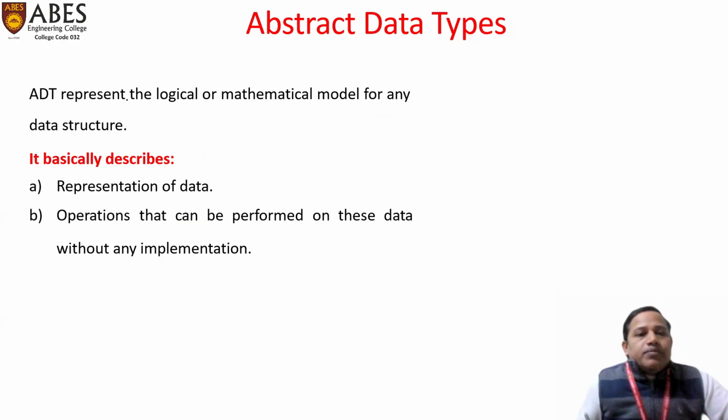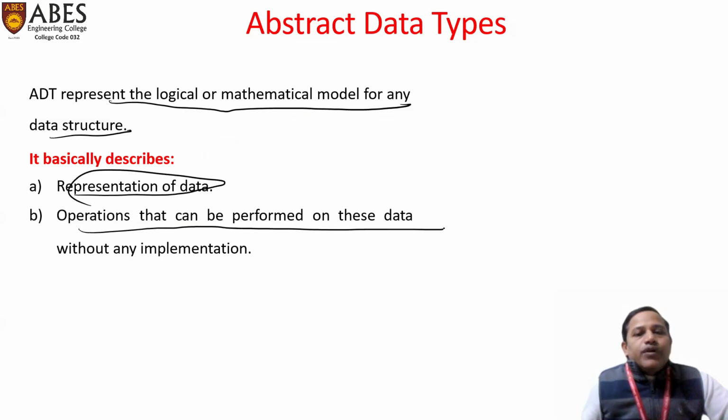An abstract data type represents the logical or mathematical model of any data structure. It basically describes the representation of data and the operations that can be performed on these data without any implementation.